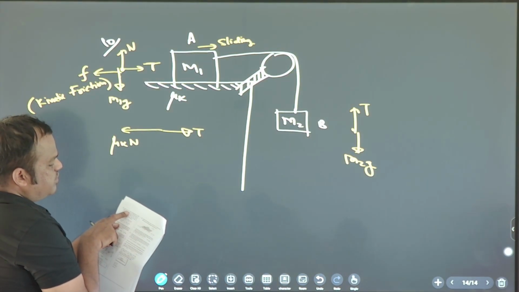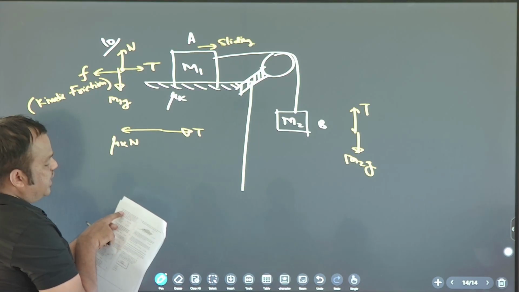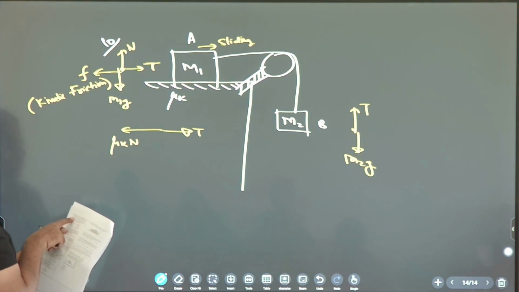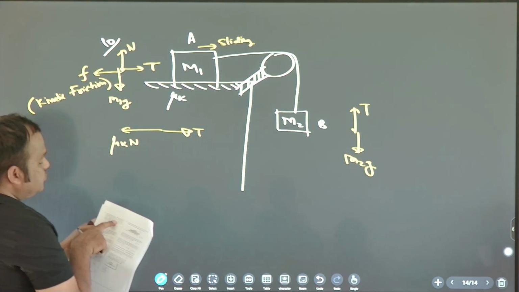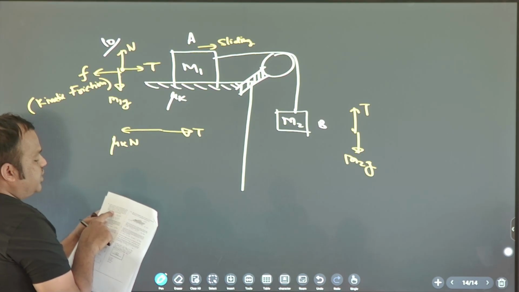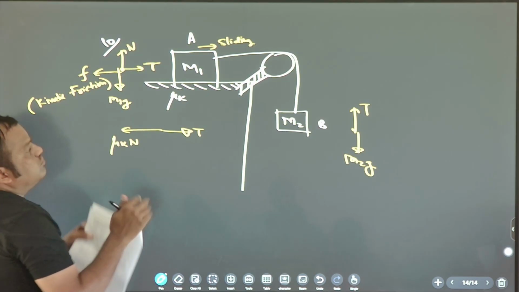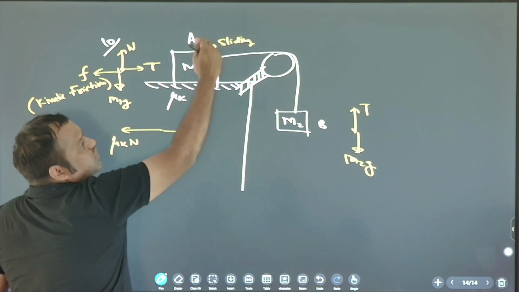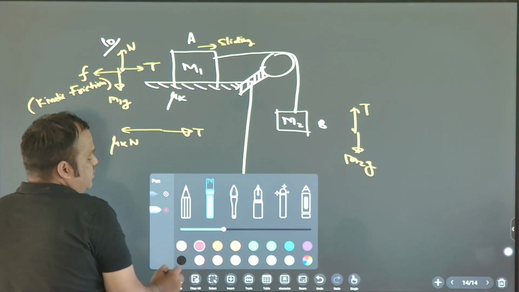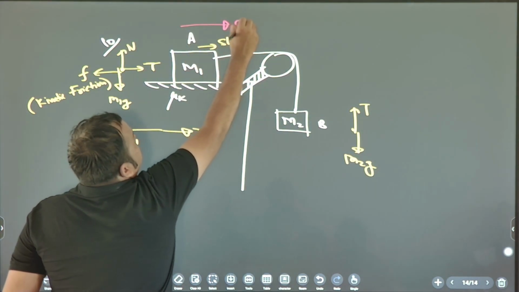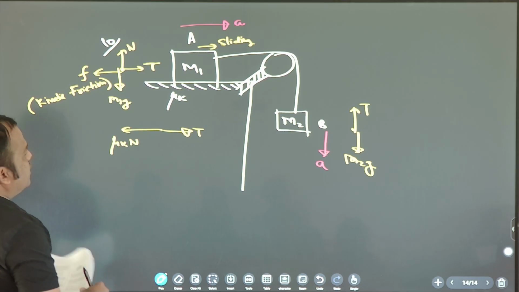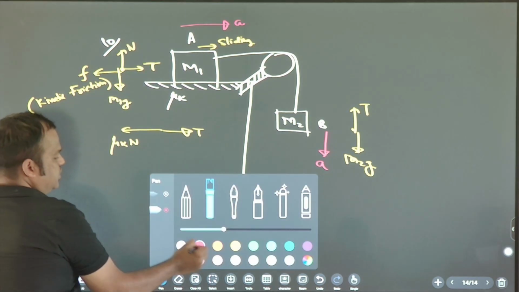Block A of mass M1 rests on the table. The light string connected to it passes over a frictionless pulley. The other end is connected to M2. Coefficient of kinetic friction is given. Block A is sliding, but constant velocity or acceleration is not given in the question. So we assume acceleration is there. Suppose acceleration is a. So tell me, what is the formula for acceleration in this question?